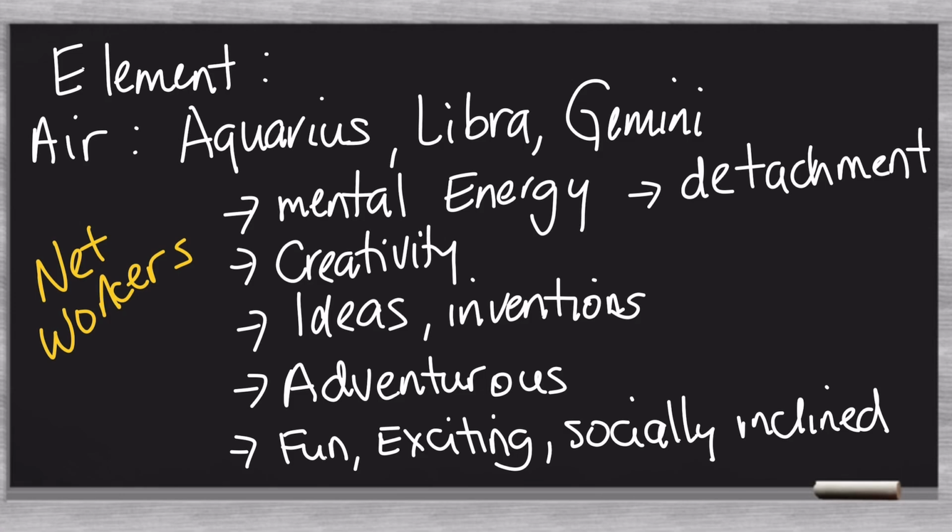Now the element of air, which is Aquarius, Libra, and Gemini. These are the networkers of the zodiac. They carry the mental energy, and they are very detached. They're very, very creative. They're filled with ideas. They're the ones that come up with the inventions and the new everything that is. Everything is an idea before it becomes actually produced in the world. So everything kind of begins with the air sign. They're adventurous, they're fun, exciting, and they're very socially inclined.